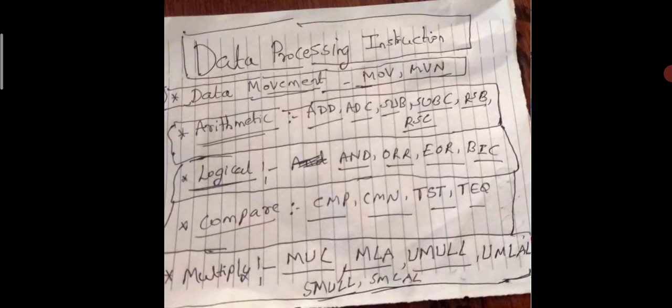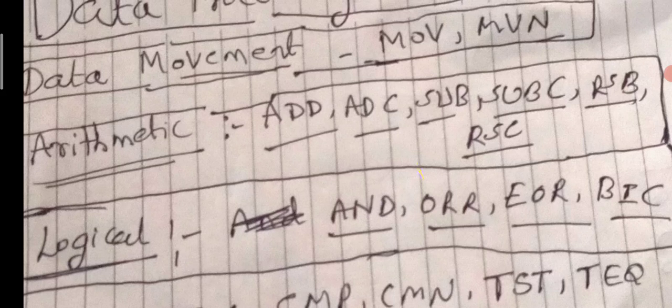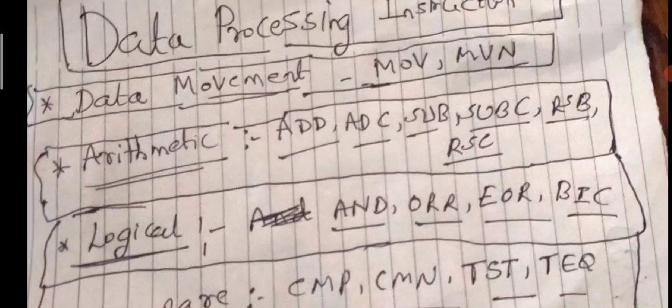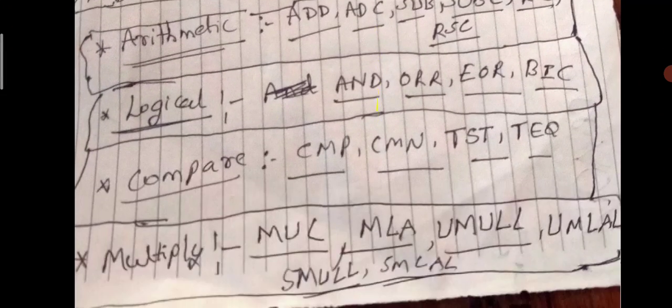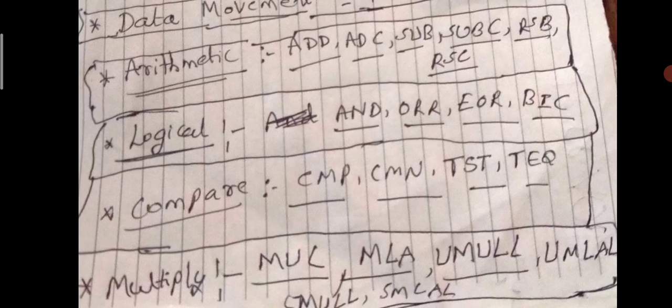The difference between subtract and subtract with carry is the same as the difference between add and ADC. Add is used to add two numbers, whereas in ADC the carry also will be added. In subtract with carry, the carry is also subtracted. RSB is entirely the opposite of subtract, reverse subtract. RSC, reverse subtract with carry. Then logical instructions: AND, OR, XOR, bit clear. Then compare: CMP, CMN, TST, TEQ, and multiply: MUL, MLA.